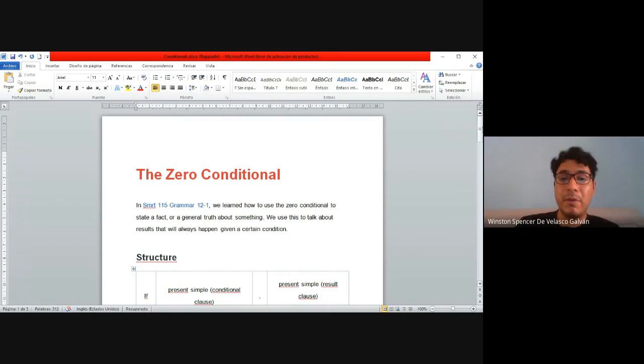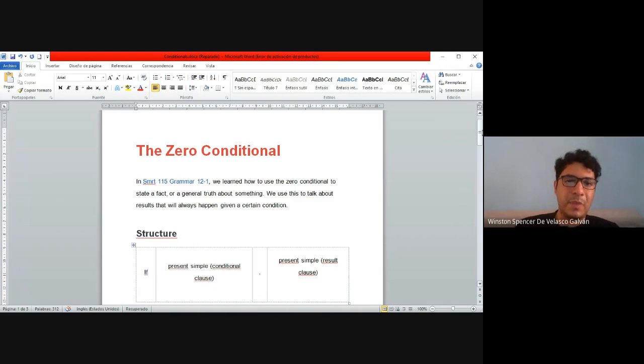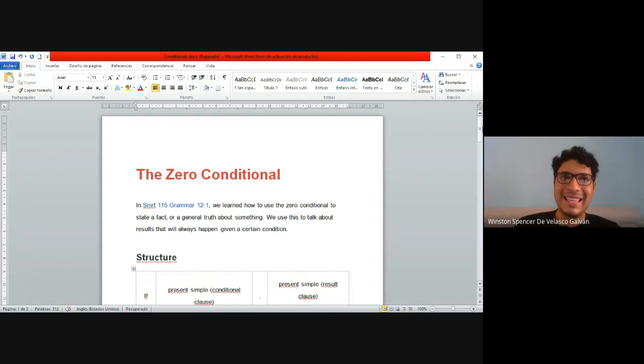If you don't remember the things, well, this is a review, some kind of review session. Let's begin. The zero conditional. Well, in SMART, we learn how to use the zero conditional to state a fact or a general truth about something. This is the most important keyword about the zero conditional.